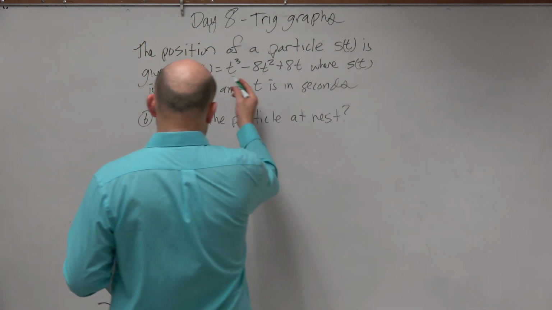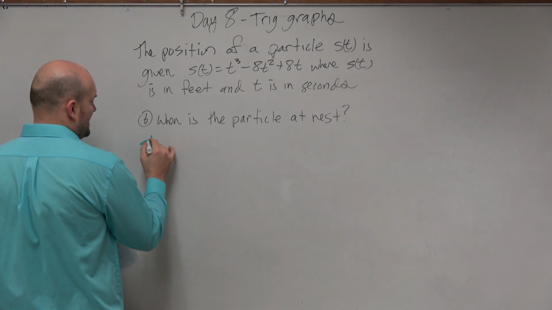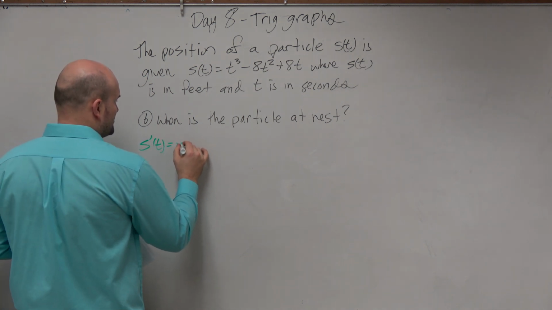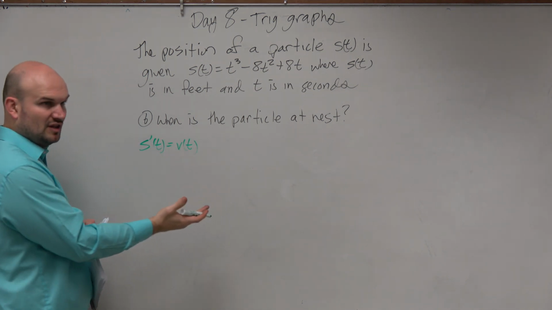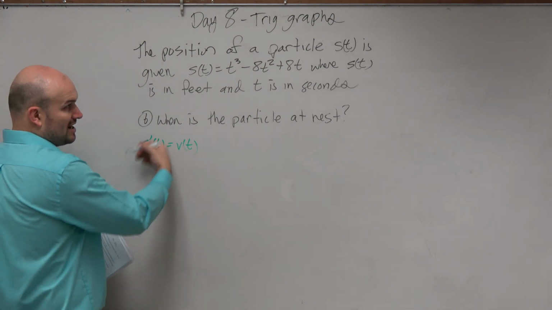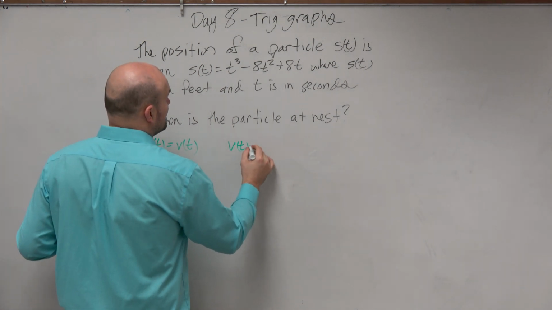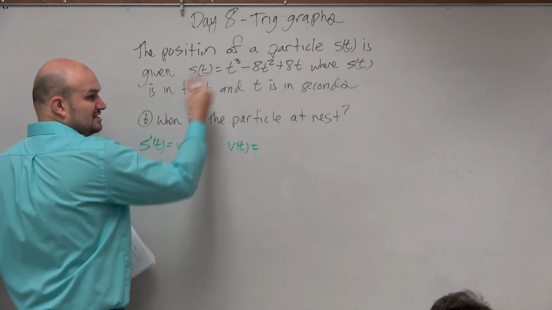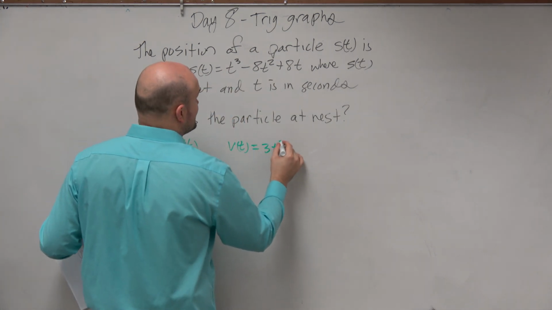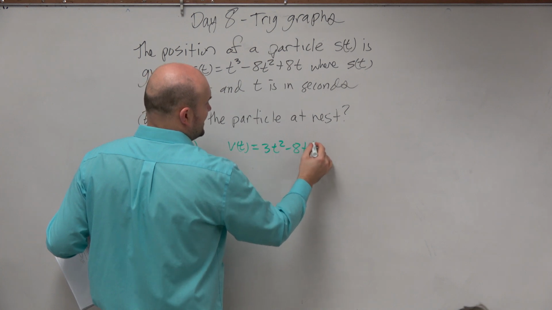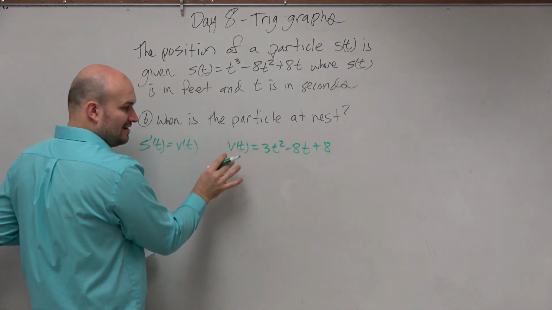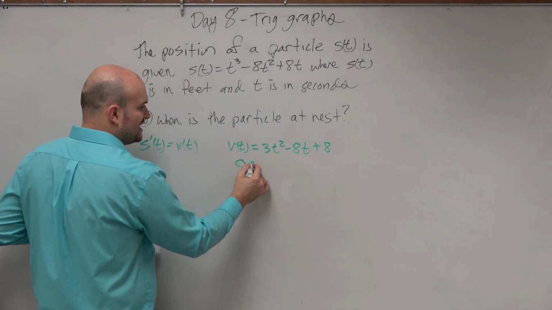So we can take the position function and say s prime of t is equal to v sub t, because if I'm going to introduce the velocity terminology, I need to make sure we recognize where v sub t is coming from. Then we take the derivative, which is 3t squared minus 8t plus 8. Obviously, we want to find when v sub t is equal to 0, so we set it equal to 0.